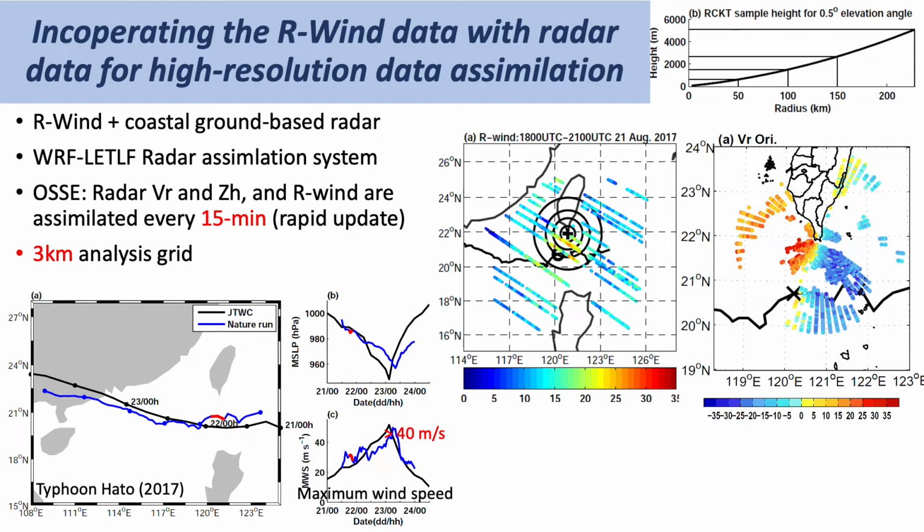For this study, we use the WRF LVGKF radar data assimilation system to assimilate radar radial velocity and reflectivity, and R-wind. Different from the previous experiment and other experiments using the R-wind data, the assimilation is performed with rapid update. That means we did the assimilation every 15 minutes at a high-resolution analysis grid, which is 3 kilometers.